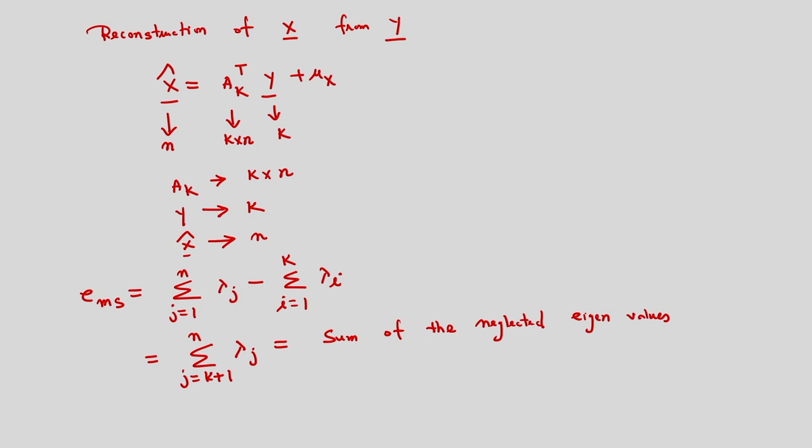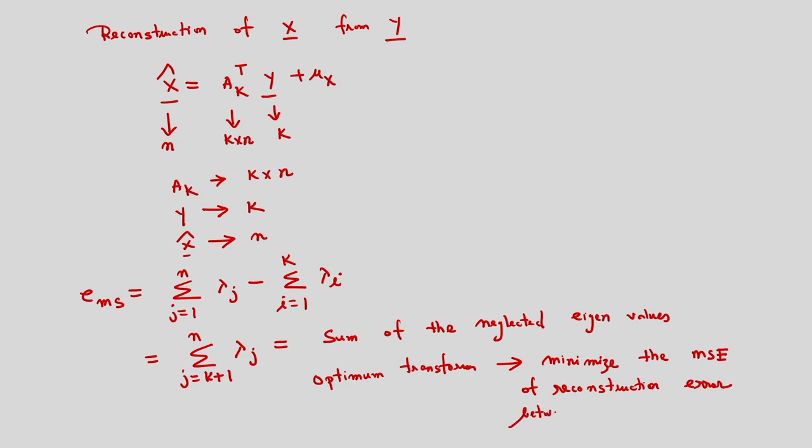This KL transformation is called the optimum transformation because it minimizes the mean square error of the reconstruction error between x and x hat. So I can say it is an optimum transformation. Why is it called the optimum transformation? Because it minimizes the MSE, the mean square error of reconstruction error between x and x hat. So the KL transformation is called the optimum transformation.